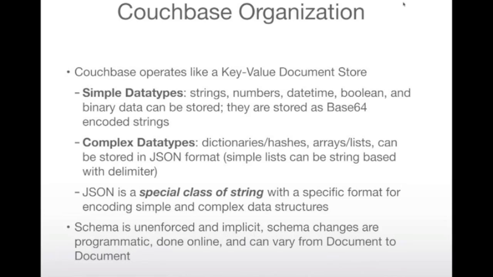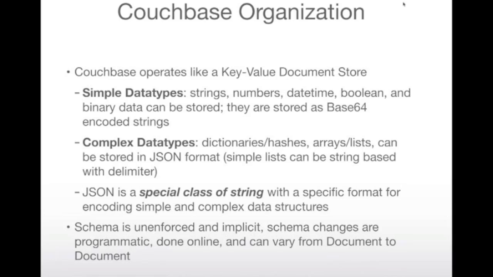So if you have an object model that has complex data types like dictionaries and hashes, or lists of dictionaries, or dictionaries with lists inside them, you can represent them very easily in JSON. JSON is basically a special class of string, right? Just like XML or HTML, those are just strings. And JSON is a special class of string for representing data structures.